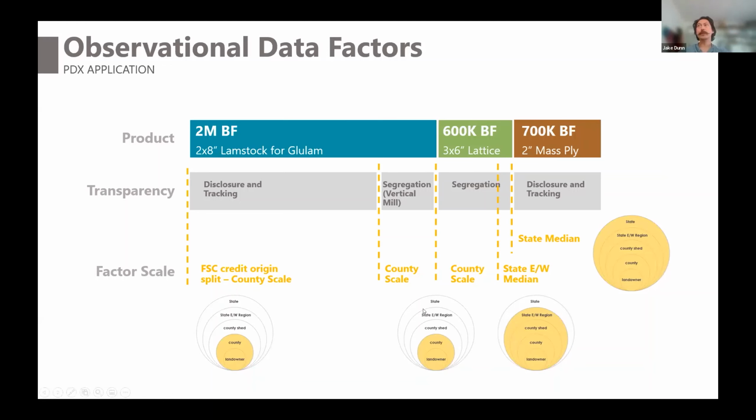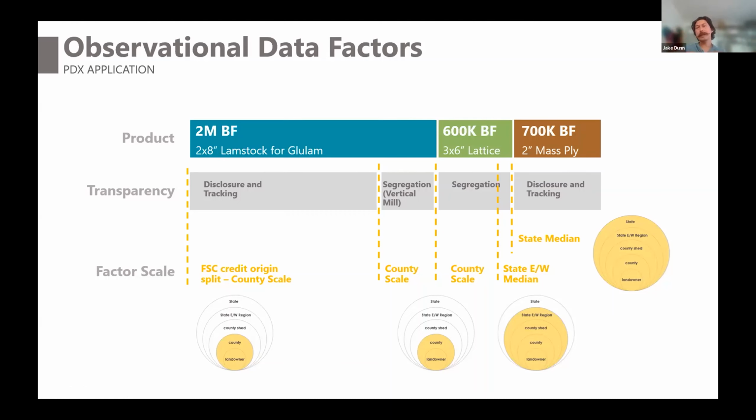Where we have segregation, we can get down to the same level, right? We could have landowner specific, but the data doesn't necessarily exist for specific landowners at this point. It may, it depends on how things shake out down the road. But where we have that segregated data, we can do something similar. We had that for the glulam, and for some of the lattice. And then for the mass plywood, we really only had the state medians. This data changed back and forth depending upon what we were able to get. But at first, when we didn't know any information, we tried to make some assumptions about regional county shed.